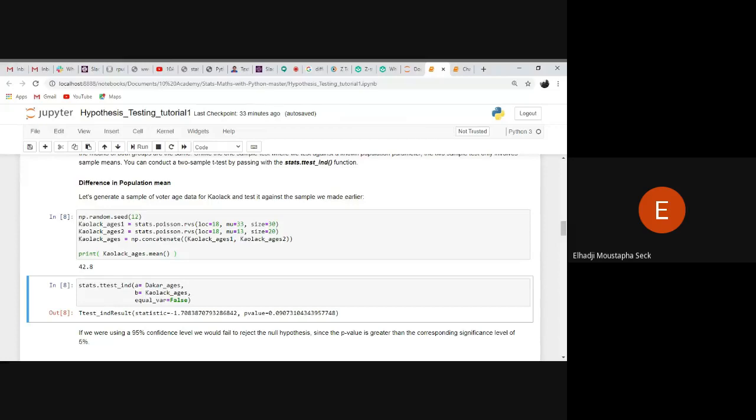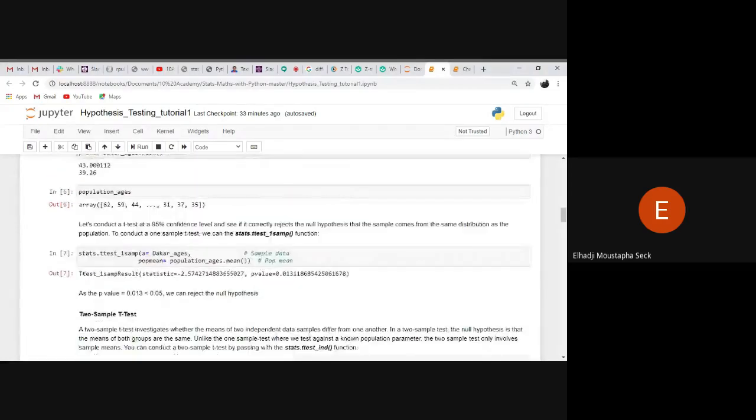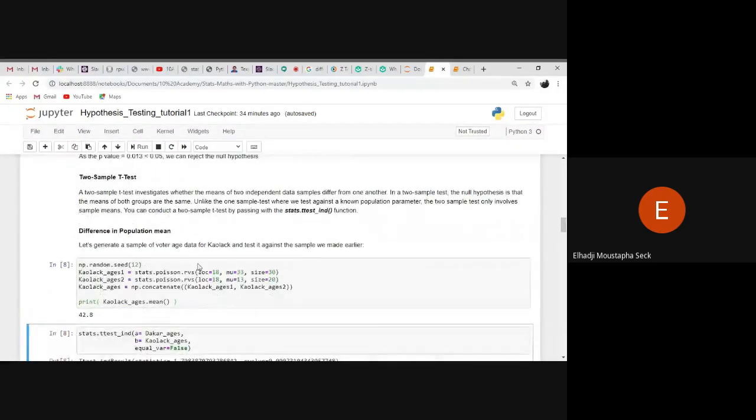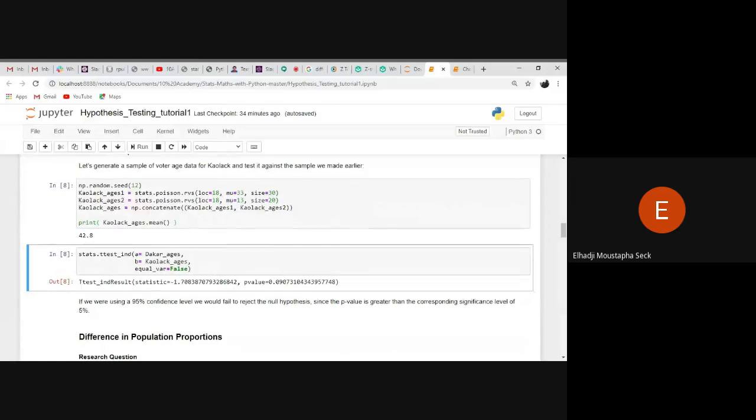Now I want to compare this sample of Kaolack and the sample of Dakar. You see that now I'm out of the population. I'm comparing two samples, and these two samples are really not the same. So what I'm doing is using this function called stats.ttest_ind, that is the two sample t-test, where we are comparing two independent data samples. Inside this function, I just put the two samples that I want to compare. That's all, so it's very easy. I put the two samples as arguments, and I set equal_var to False, since they are not necessarily the same variance, for example.